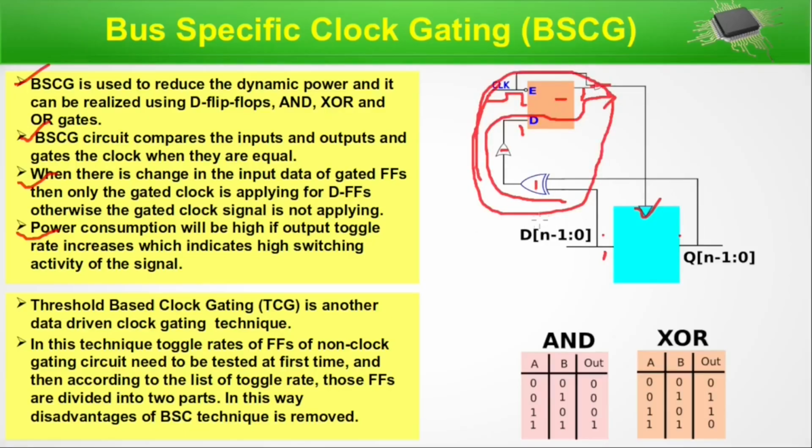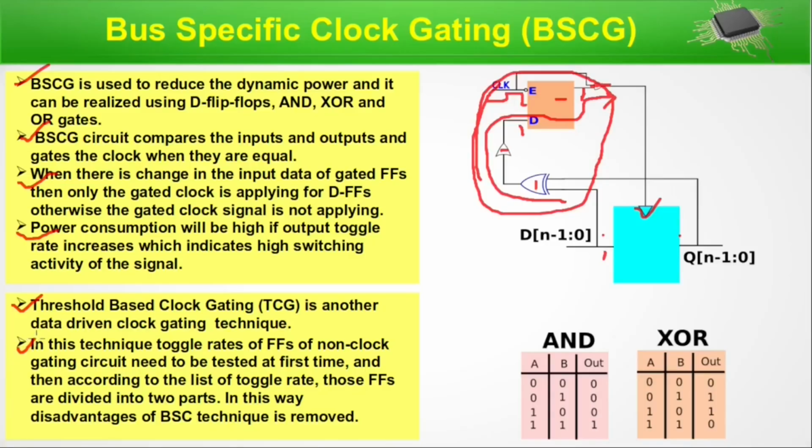So that circuit is getting used, so power consumption will increase. Now threshold-based clock gating is another data-driven clock gating technique which does some improvement in this power consumption issue of the bus-specific clock gating. In this technique, toggle rates of flip-flops of the non-clock-gated circuit need to be tested first, and then according to the list of toggle rates, those flip-flops are divided into two parts. In this way, the disadvantages of the bus-specific clock gating technique are removed.